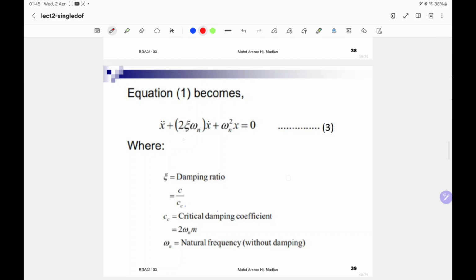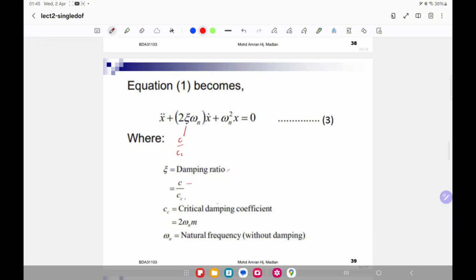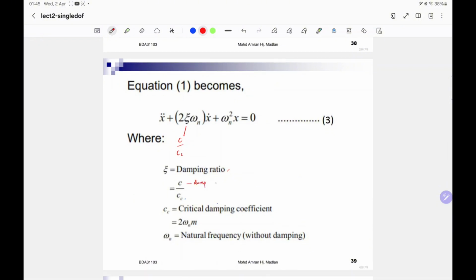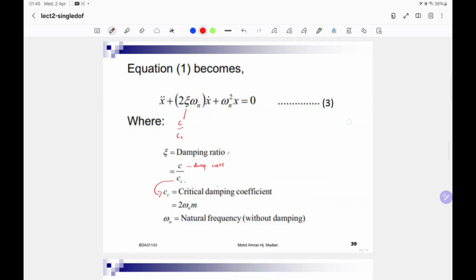So this zeta is what we call the damping ratio, whereby the damping ratio can be written as c over cc, where c is the damping coefficient and cc is the critical damping coefficient, which can be written as 2 omega n multiplied by mass. And we know that omega n squared is actually k over m.